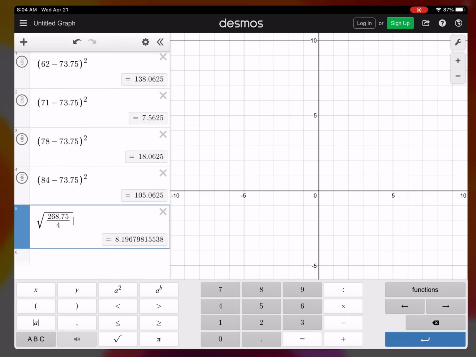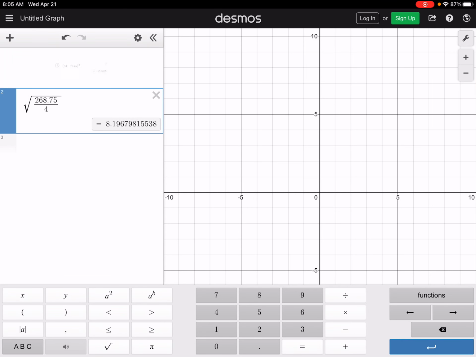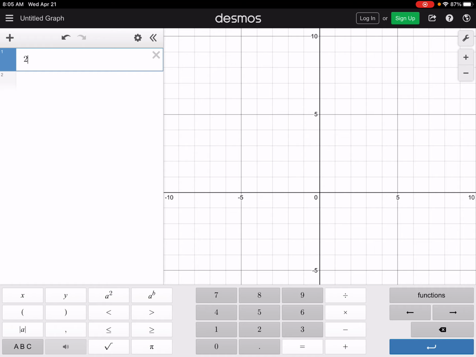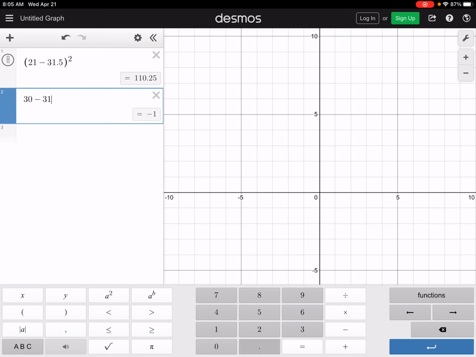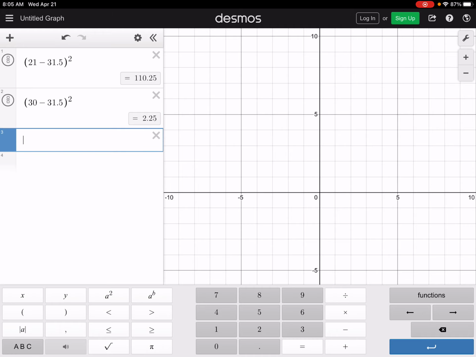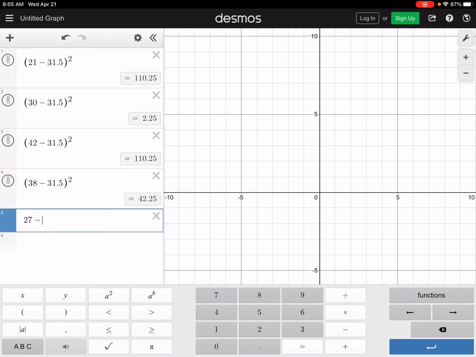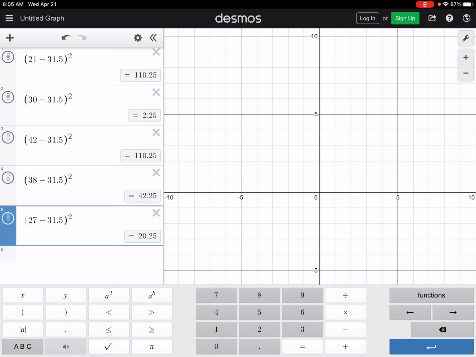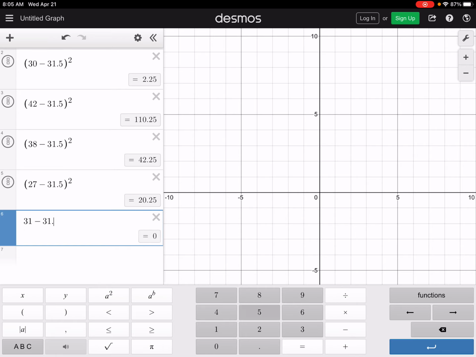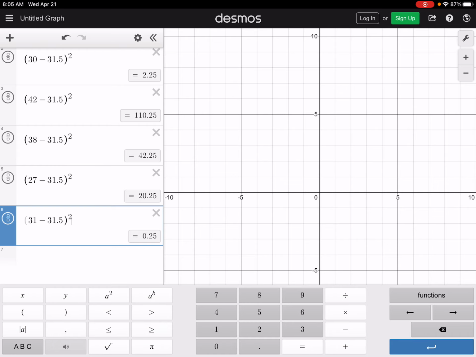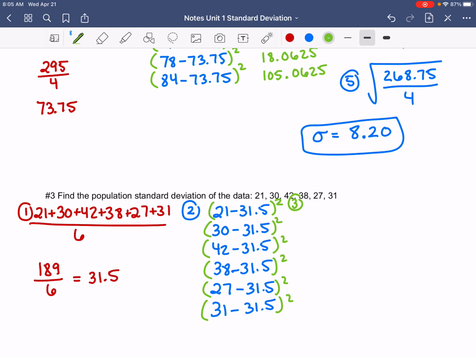So I go to my Desmos calculator. I take all of those pieces, 21 minus 31.5, square it. 30 minus 31.5, square it. 42 minus 31.5, square it. 38 minus 31.5, square it. 27 minus 31.5, square it. And lastly, 31 minus 31.5, square it. I think I got them all. All right, and then we're just going to write down those numbers that we got.